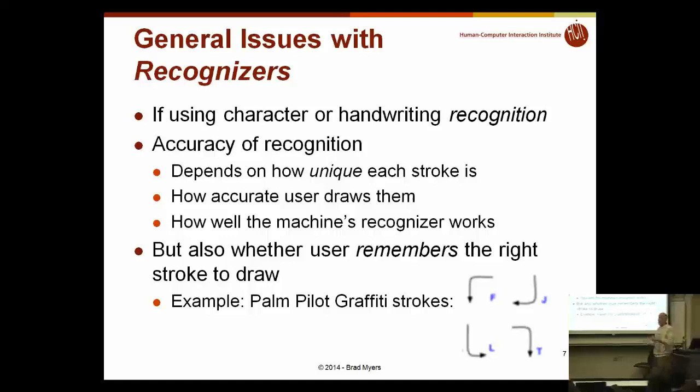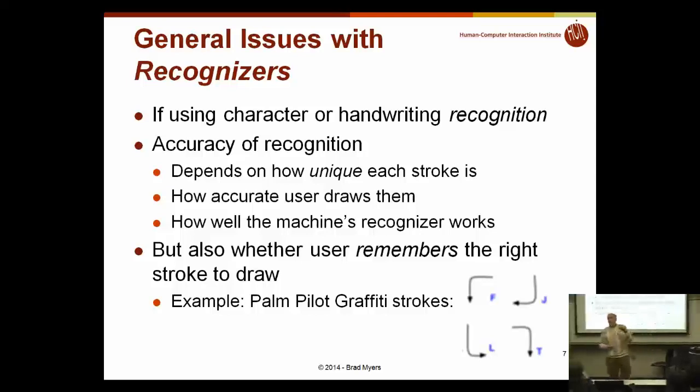With a physical keyboard, there are no recognition errors. The user could type the wrong thing by accident, but whatever the user types, the computer is pretty much going to recognize. But there's also the separate issue for recognition systems that even if the system recognizes it exactly, the user may just forget which one to enter, right?